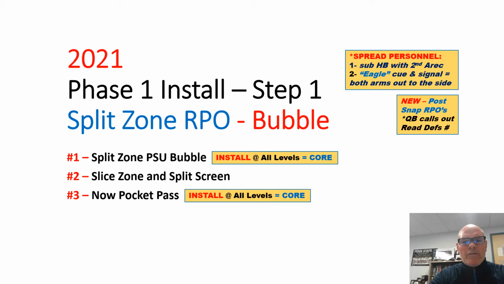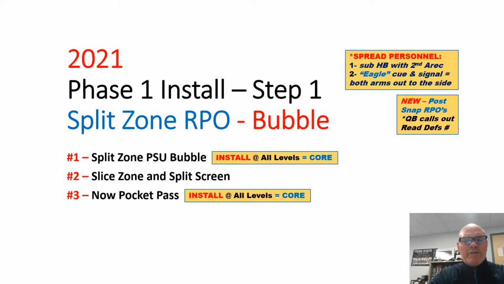Want to go ahead and go over phase one of our offensive install, and this is our foundation concept. I like to start with split zone RPO and a bubble route concept. Even if you're not a big zone team, or it's not core, it's a great starting point to introduce the RPO concept. But what I love about it is it's great fundamental work for your O-line, and they're all going the same direction, so we don't have a lot of moving parts initially.